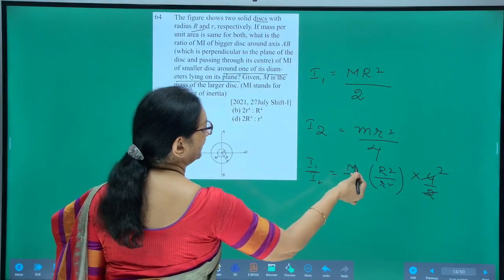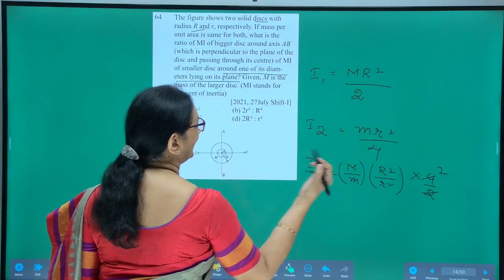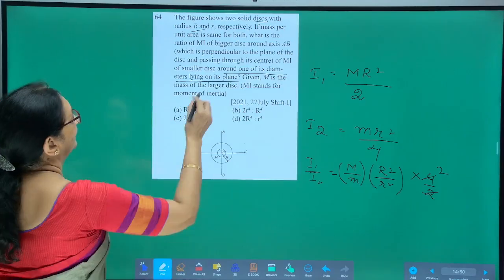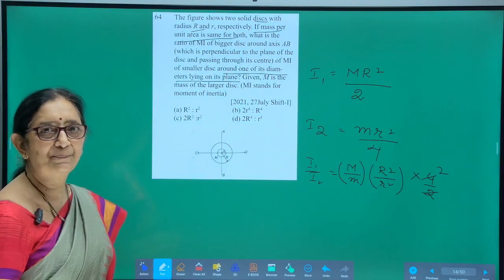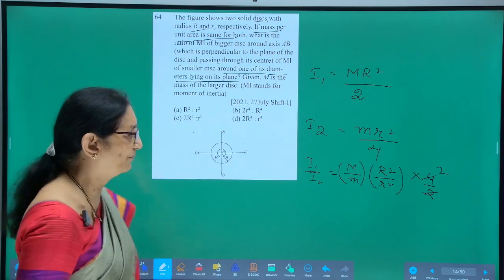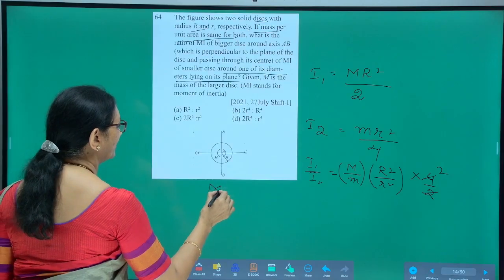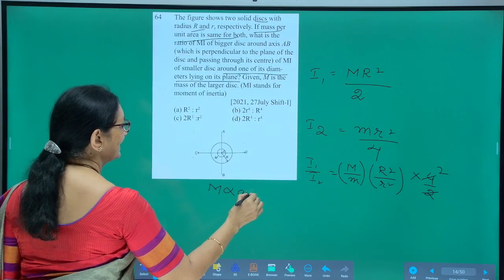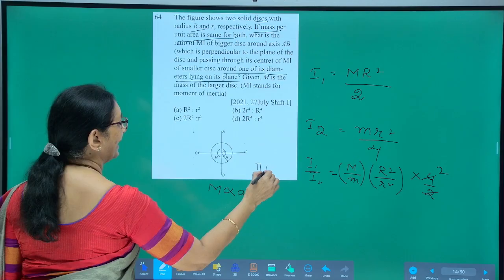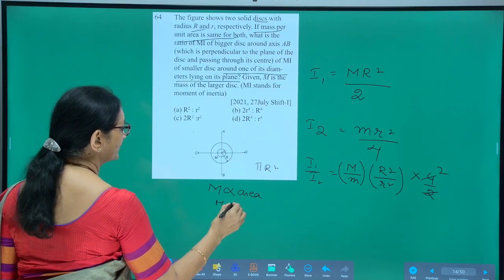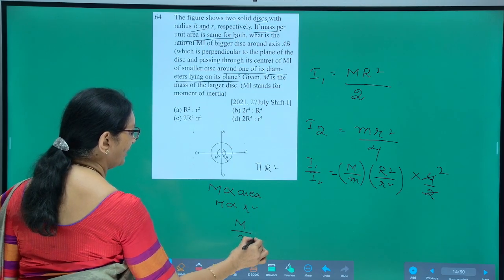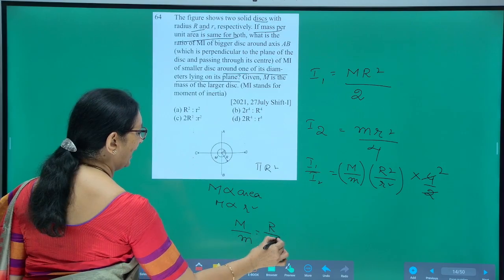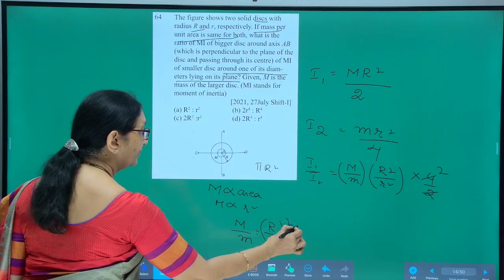Okay, now you have to replace this m. See here, they have areal mass density. Mass per unit area is same for both. So, mass is proportional to area. As area of a disc is pi r square, mass is proportional to area. So, capital M by small m becomes capital R by small r whole square.